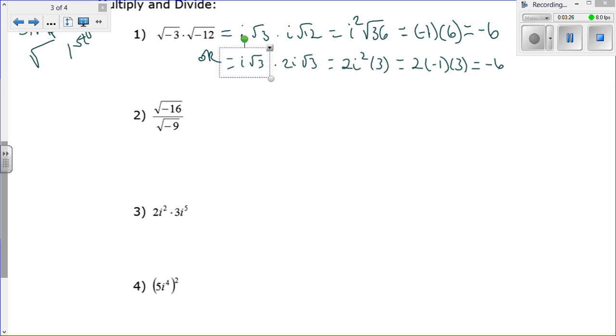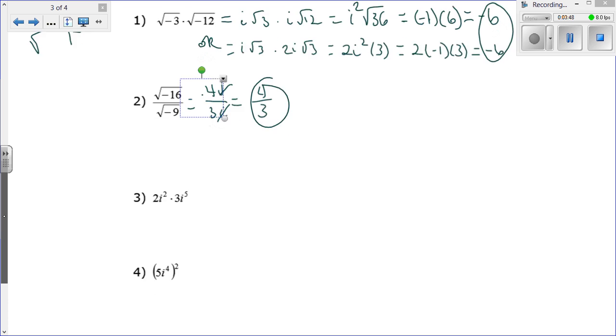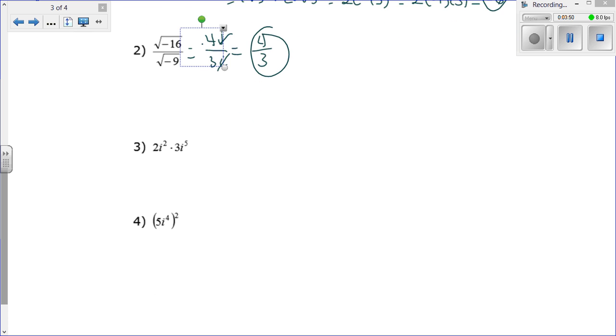For number 2, the square root of -16 is 4i. The square root of -9 is 3i. So my i's cancel out, so I'm left with 4 over 3. So here's 4/3.